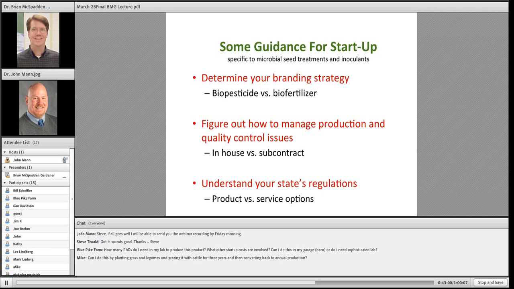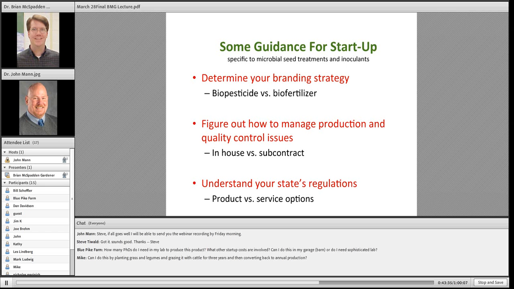I have seen, again, multiple business models in different countries where some people have a contract fermenter produce all the inoculant that's needed for a year, and then they simply package it and sell it. Others produce the material themselves and distribute it. In either case, you want to make sure that the quality of the inoculant is maintained, and you do need to set up some sort of quality control management.